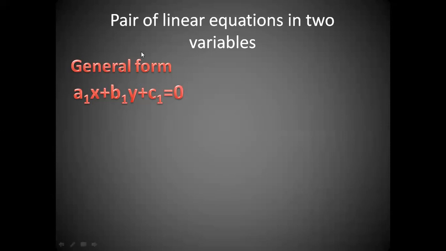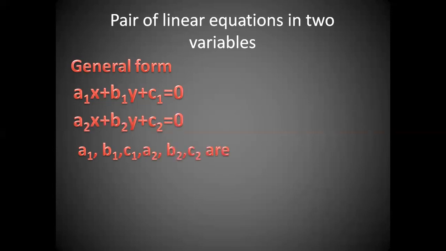And since pair means there will be two equations, a2x plus b2y plus c2 is equal to 0. This is the general form of a pair of linear equations in two variables. Here a1, b1, c1, a2, b2, c2 are any real numbers. You can write any number in the place of a1, b1, c1 and a2, b2, c2.